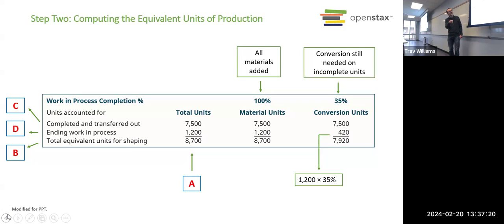So those 1,200 pairs of drumsticks are the equivalent of 420 pairs of drumsticks that have been converted. Just like the two pizzas were the equivalent of the 5 combined pizzas, right? Okay. And the reason we need that number, the equivalent units for conversion, is so that we can add it to the ones that were completely converted, get a total, and use that to figure out the conversion cost per unit. We wouldn't be able to figure that out if we didn't know the equivalent units for conversion.